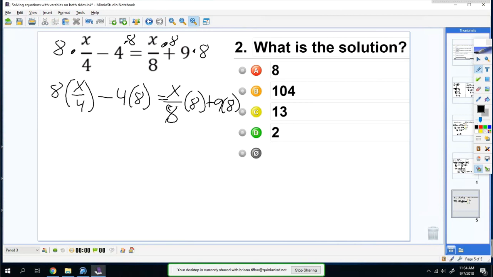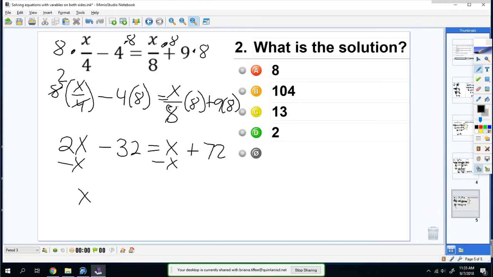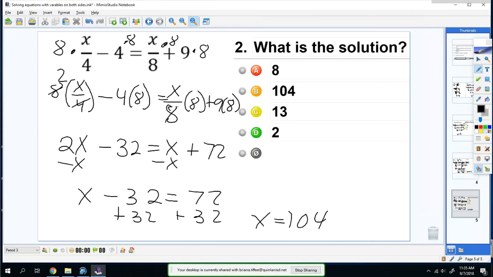Running out of room. Okay, so 8 times x divided by 4 will come out to 2x. You just divide these. 4 times 8 is 32. X divided by 8 times 8 is just x. And 9 times 8 is 72. So then we subtract x from over here. 2x minus x is x. So now you have x minus 32 is equal to 72. Then I'm going to add 32 to both sides. And you get x equals 104. And that's your final answer.